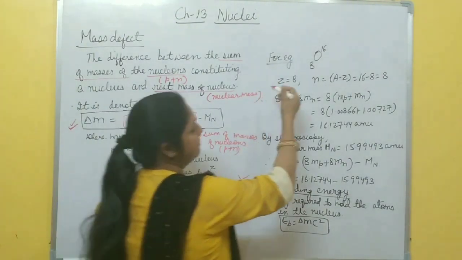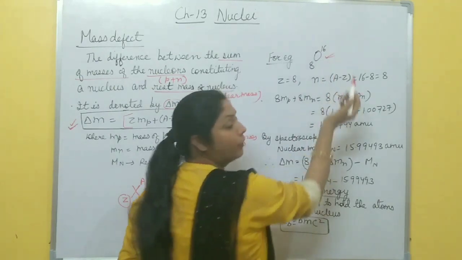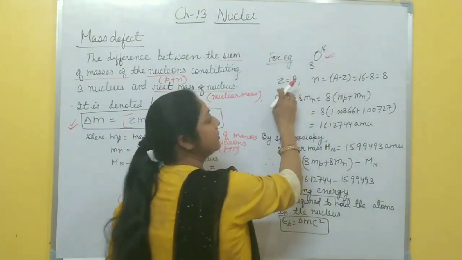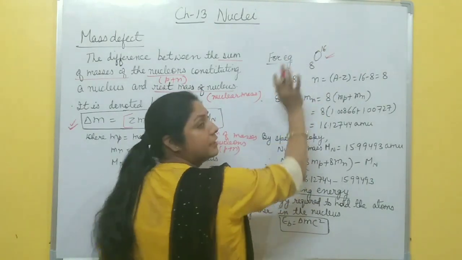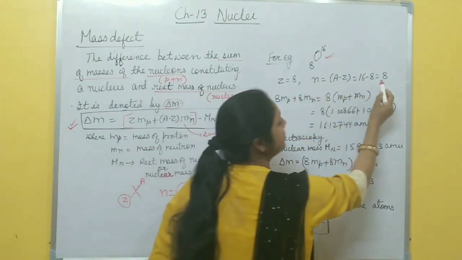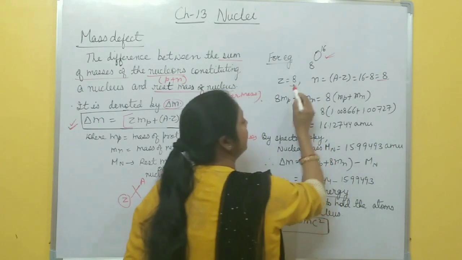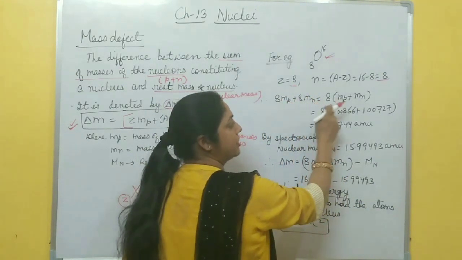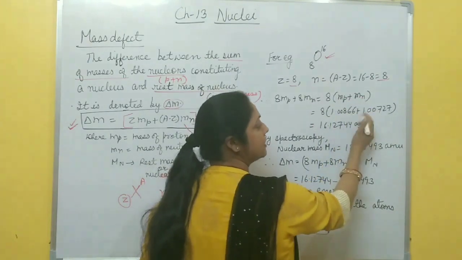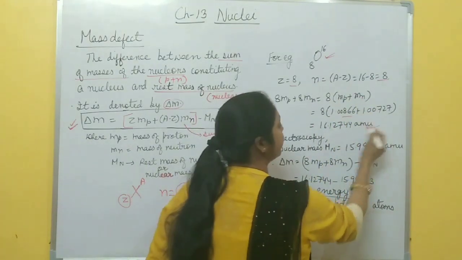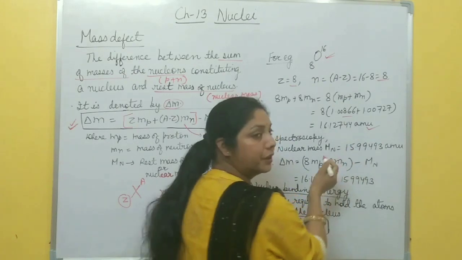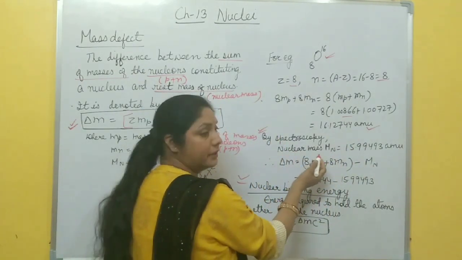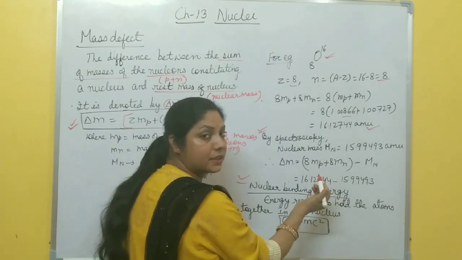First, it will be more clear with the help of this example. What is mass defect? Suppose oxygen 8O16. 8 is the atomic number and 16 is the mass number, so the number of neutrons becomes 16 minus 8, which is 8. So mass of 8 protons plus mass of 8 neutrons. 8 is common, the mass of a proton plus the mass of a neutron is given. It becomes 16.12744 amu.